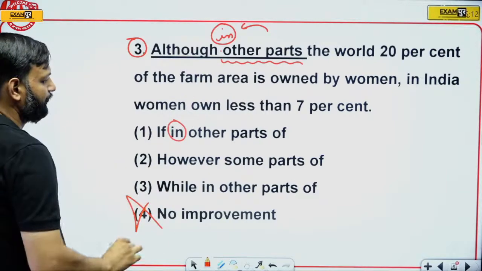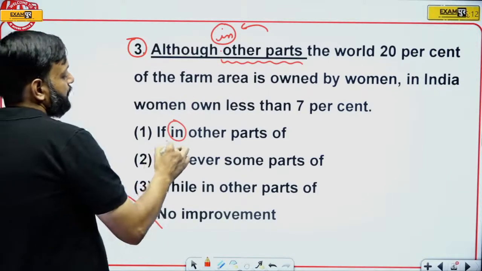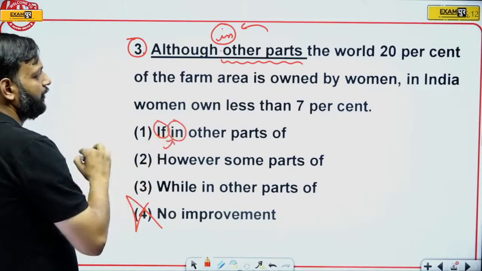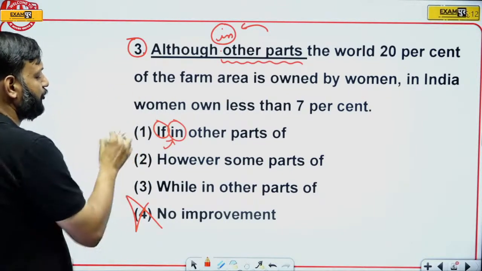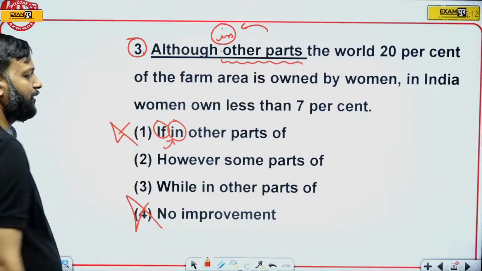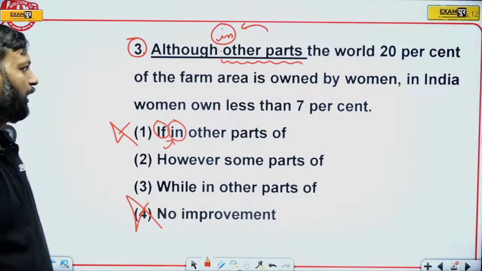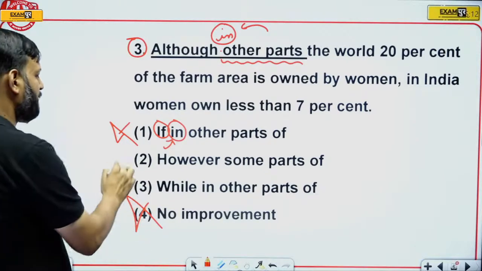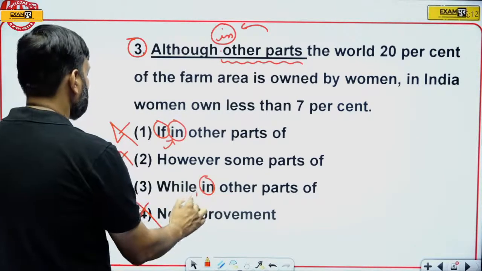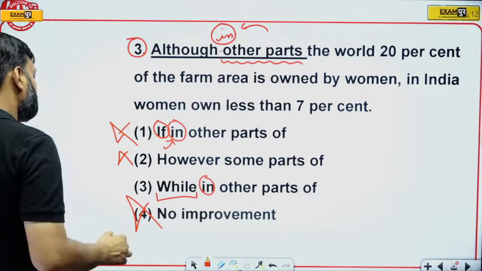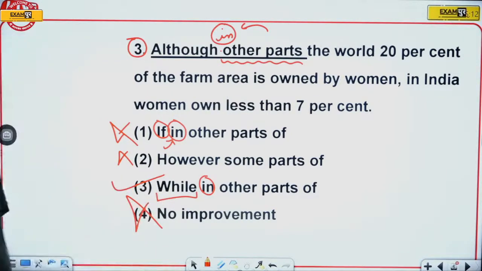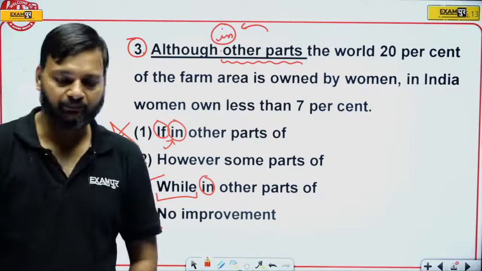Here in the first option we do not have "in", so no improvement cannot be the answer. In option 1 we have "in", but "if" cannot be the conjunction here, because this is not a conditional sentence, so this cannot be the answer. "However, some parts of the world 20%", so here also this cannot be the answer. Here we have "in", and the conjunction also supports this structure, so the answer is 3.